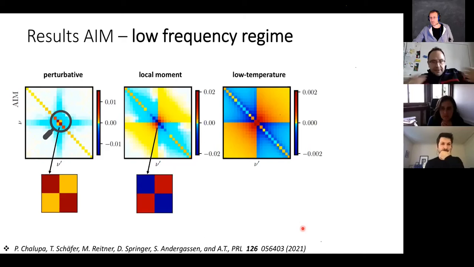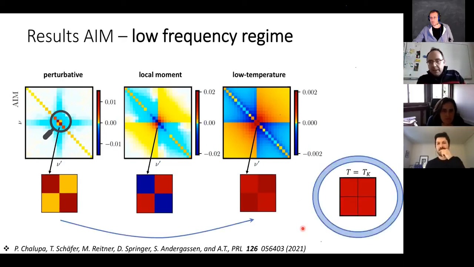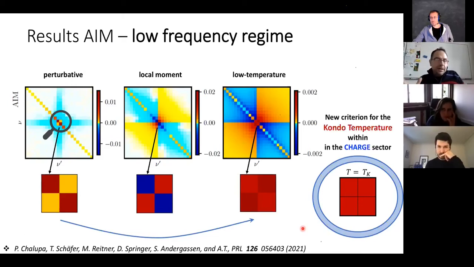Then in the local moment regime, this is of course reversed, as we discussed. But then in the low temperature regime, the diagonal entries are positive again, and their value rises. And at a certain point, their value will become equal to the value of the off-diagonal term. And quite impressively, this happens at the Kondo temperature, at least for this value of U that we have selected here. And so we wonder if this may be indicating that this can be used as a new criterion to identify the Kondo scale, but now in the charge sector.